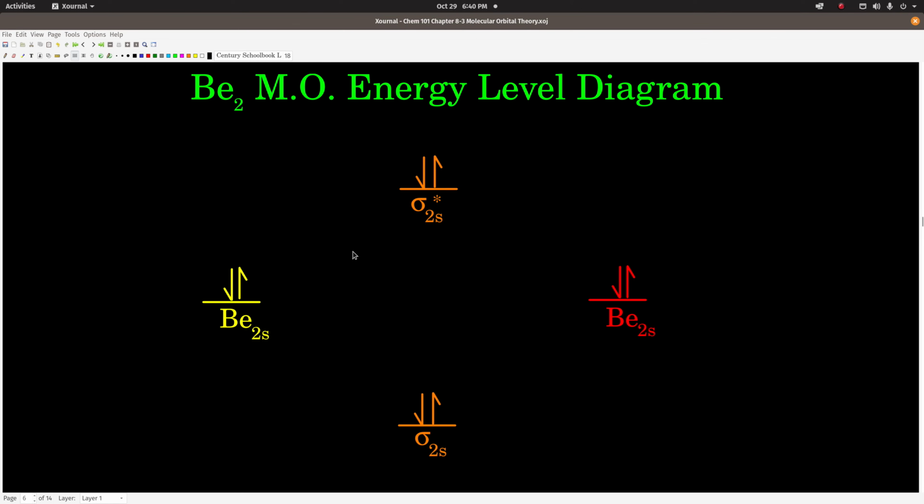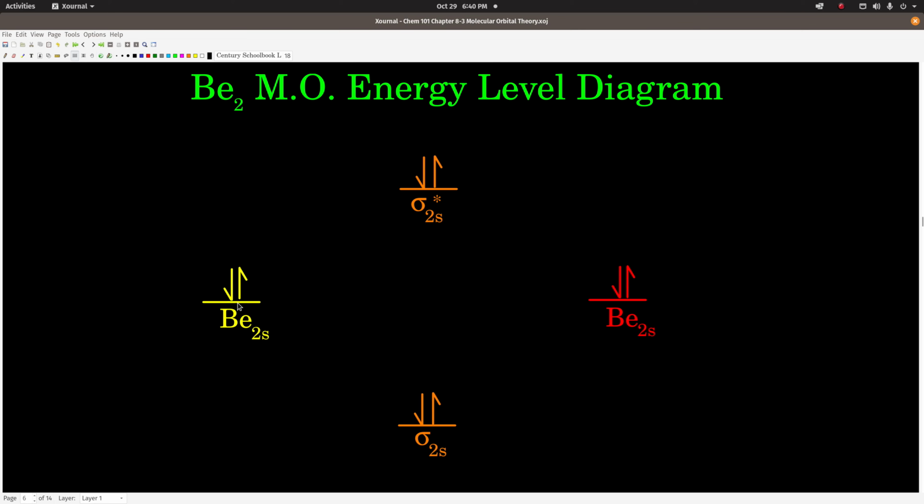And this is for diberyllium, Be2, right? Same idea. Now, beryllium's electron configuration is 1s2, 2s2. But the valence electrons are the 2s electrons. When we're writing molecular orbital energy level diagrams, we ignore all of the core electrons because any effects they have all cancel each other out. We only care about the valence electrons because remember, valence electrons are where the chemistry happens.